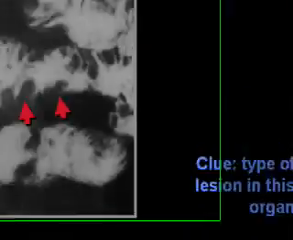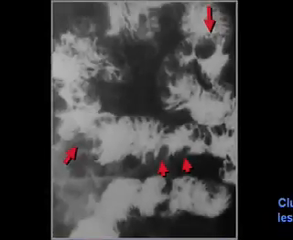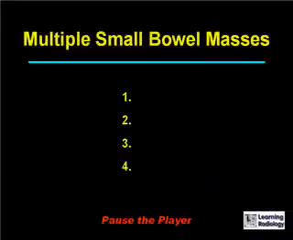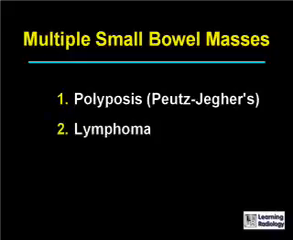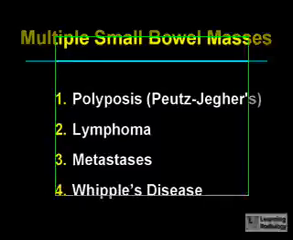Your next differential diagnosis. The differential is for multiple small bowel masses. There are 4 causes listed. Amongst the causes of multiple small bowel masses are polyposis syndromes, such as Peutz-Jeghers, lymphoma, metastases to the small bowel, and Whipple's disease.